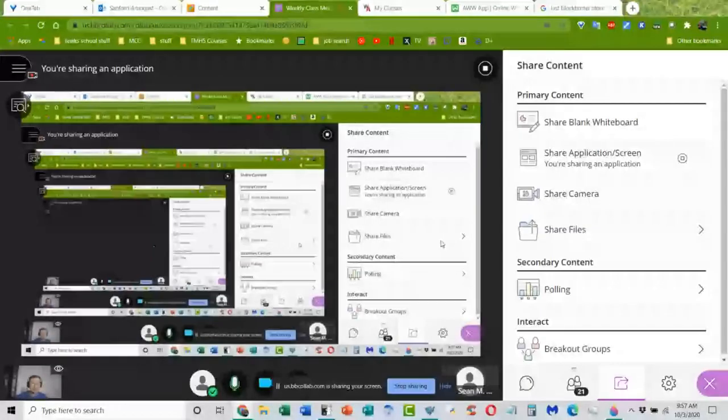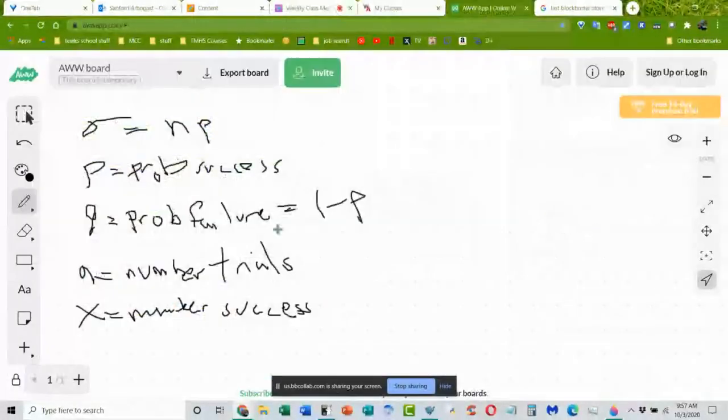Share my screen again. Did I share my screen? Yes, I did. Okay. So we have these as the pieces that have to be included for binomial distribution. They have to tell you these things because otherwise you can't do the work. And so that's kind of one of the clues as to whether it's a binomial distribution or a Poisson distribution.